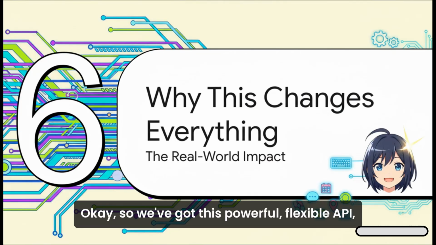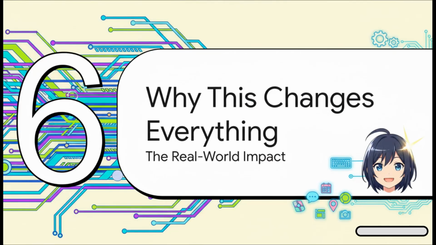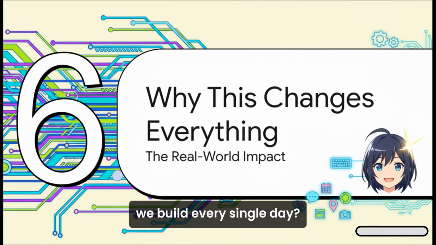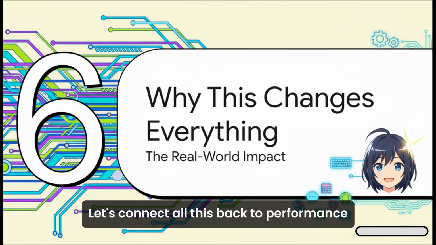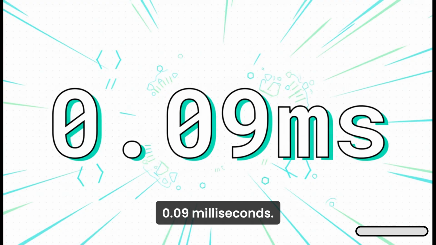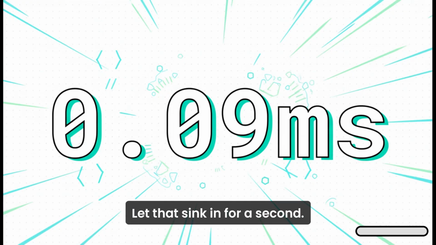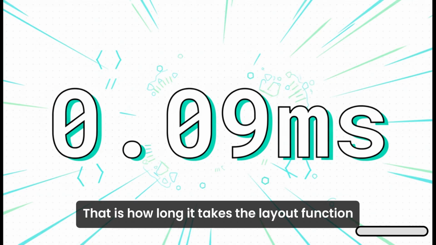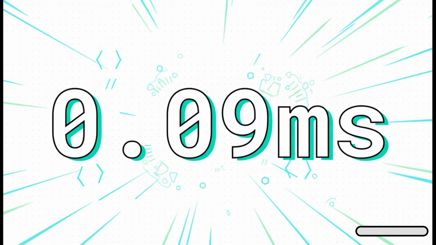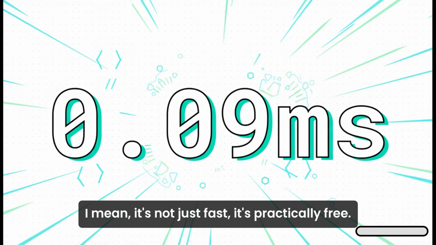Okay, so we've got this powerful, flexible API. But what's the actual tangible impact on the apps we build every single day? Let's connect all this back to performance and our lives as developers. Take a look at this number, 0.09 milliseconds. Let that sink in for a second. That is how long it takes the layout function to run on a batch of 500 different texts. I mean, it's not just fast, it's practically free.